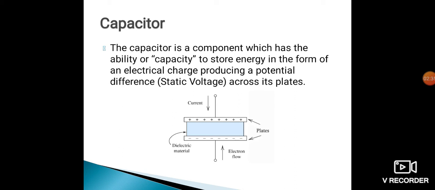As you can see in the diagram, it has two different plates which are separated by the dielectric material, which is shown in the blue shade, and when we apply the current, electrons get accumulated across that plate. Electrons cannot flow from one plate to the other plate because they are separated by the dielectric.